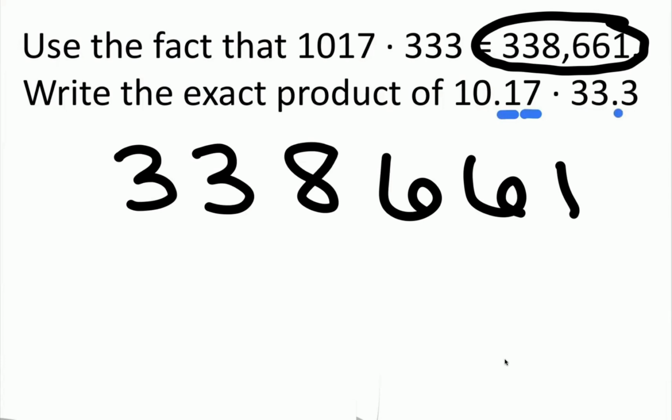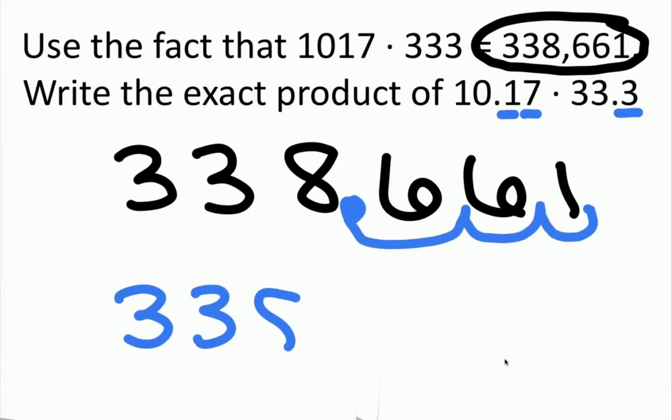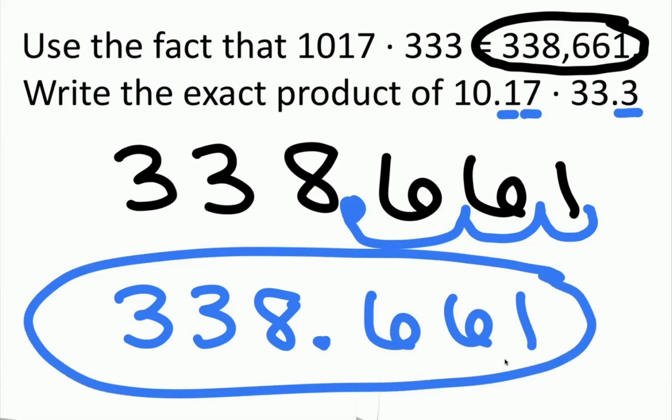We also have to include the number here. So it's how many total. So we have 3 numbers total to the right of the decimal. So we're going to go to the end of our answer, and we're going to insert the decimal 3 places back. So we're going to go 1, 2, 3. Our answer here is 338.661 or 661 thousandths. Make sure you have this down. Once you have this down, go ahead and do the next one, then come back to the video to check your work.